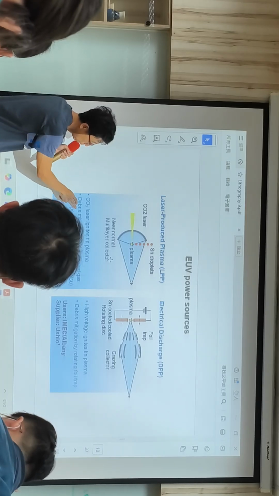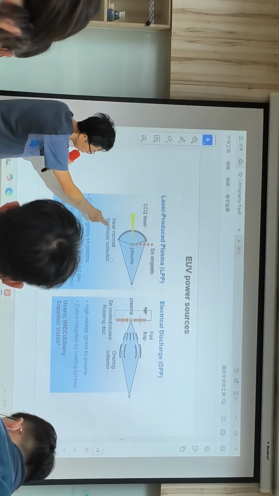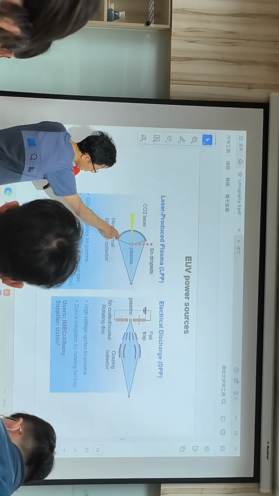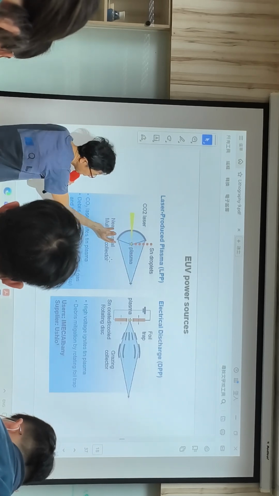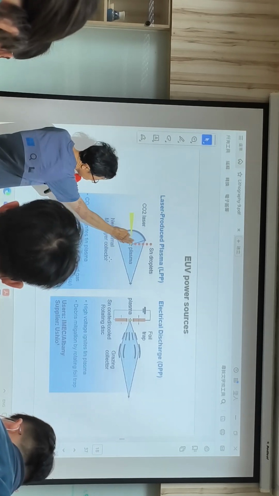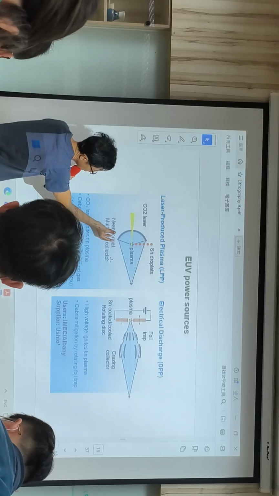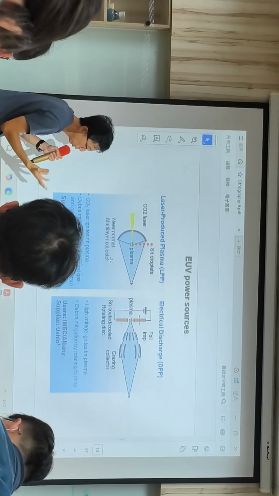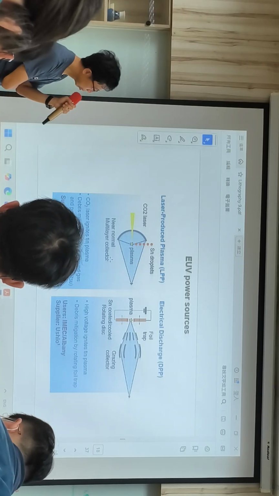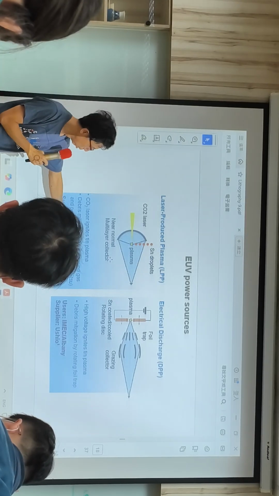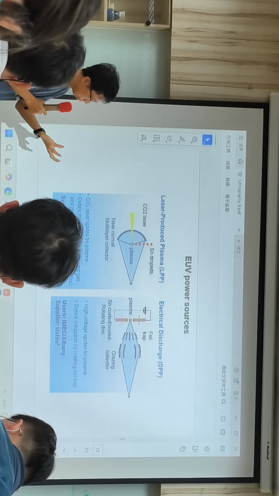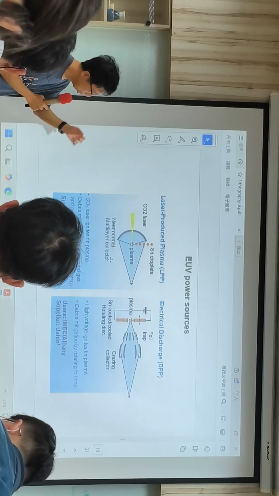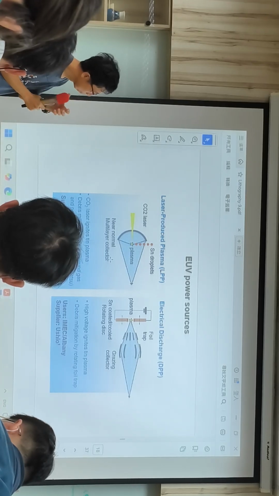And for the debris mitigation, they use hydrogen, and they basically have the collector over here. So they collect the tin over here. And Komatsu Gigaphoton is using a superconductor magnetic field to direct all these tin droplets.